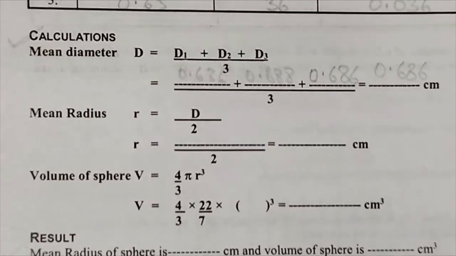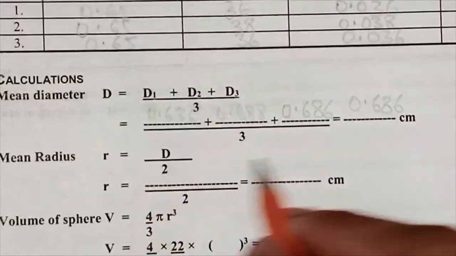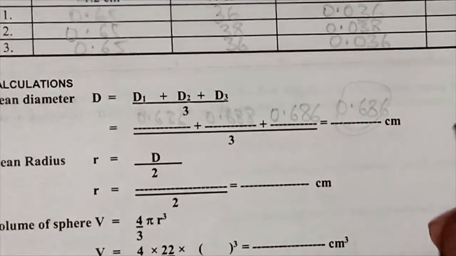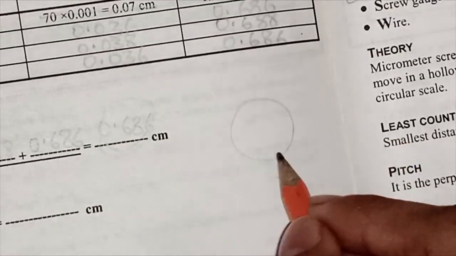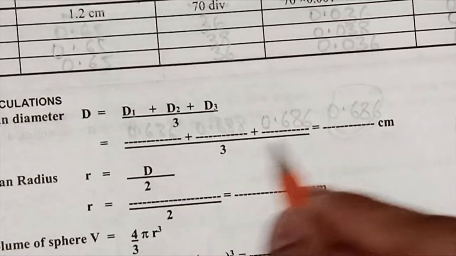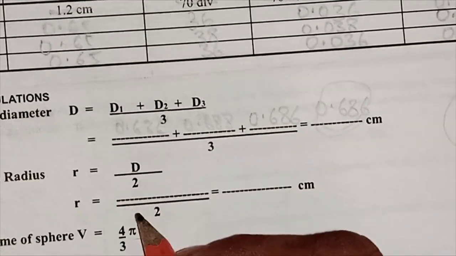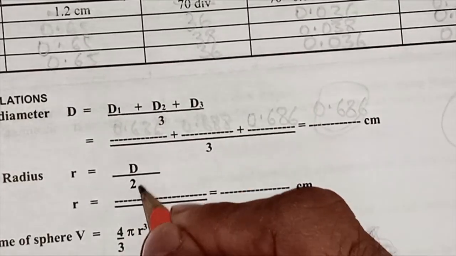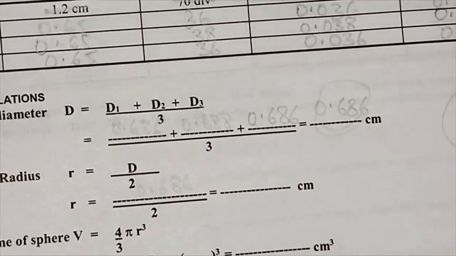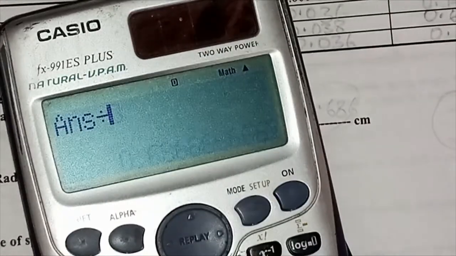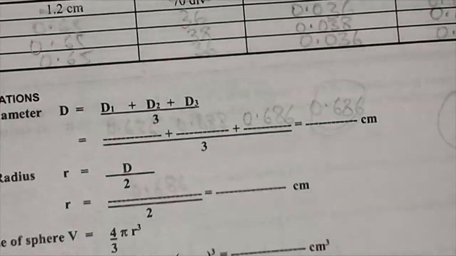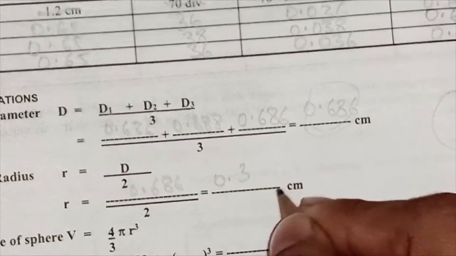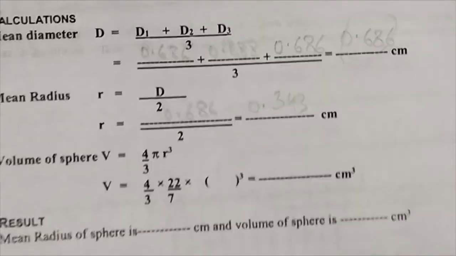So we have to find the volume. For volume we have to take the mean radius. The formula of radius is half of the diameter. So we will divide the mean diameter by 2. Our mean diameter is 0.686 divided by 2. 0.686 divided by 2 is 0.343. So the answer is 0.343.